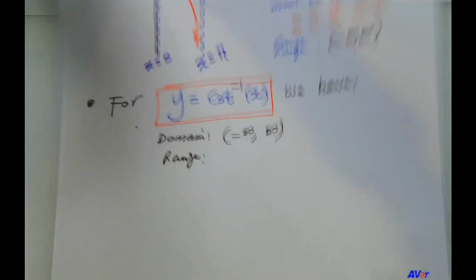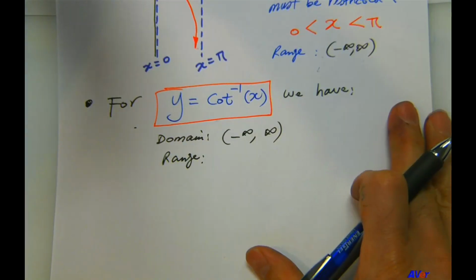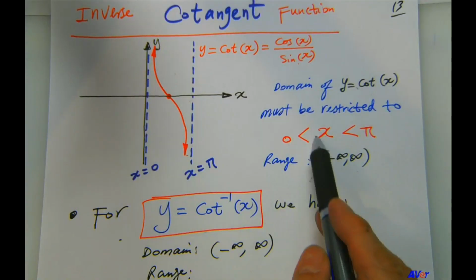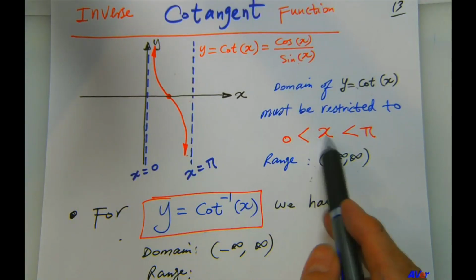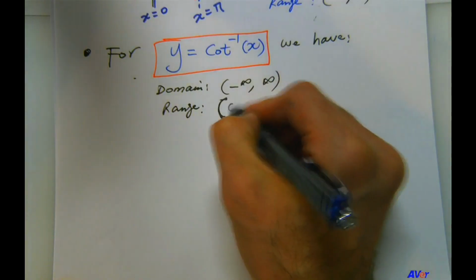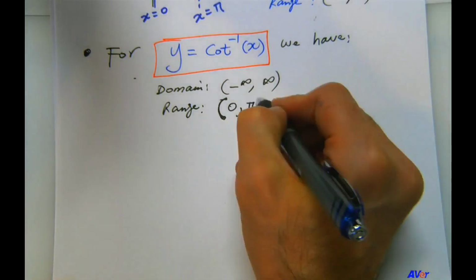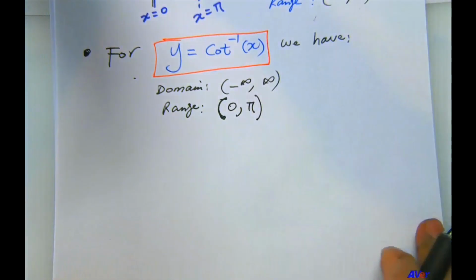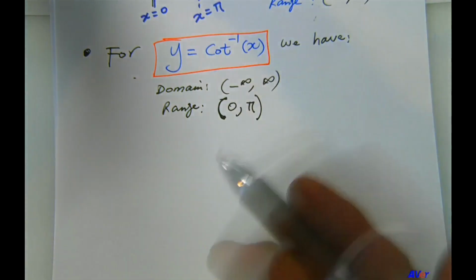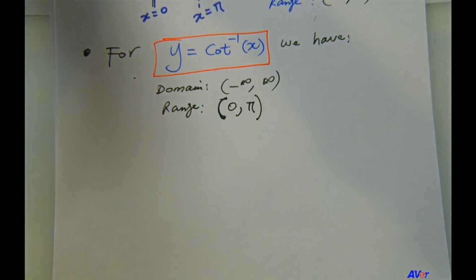let me move this up. And the range, well, I'm going to bring it down. So the range is going to be the domain of the original cotangent function. So the range is going to be y from 0 to pi, or using the interval notation, it's going to be parentheses 0 comma pi parenthesis. Okay. Now with these two pieces of information, we can draw the graph for the inverse cotangent function. Let's do that.